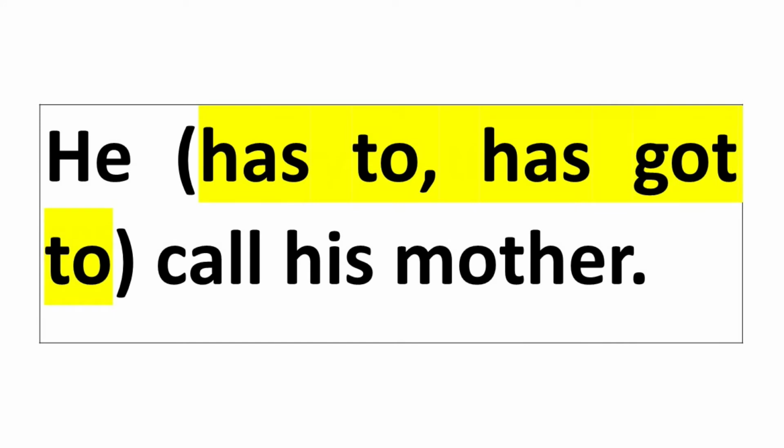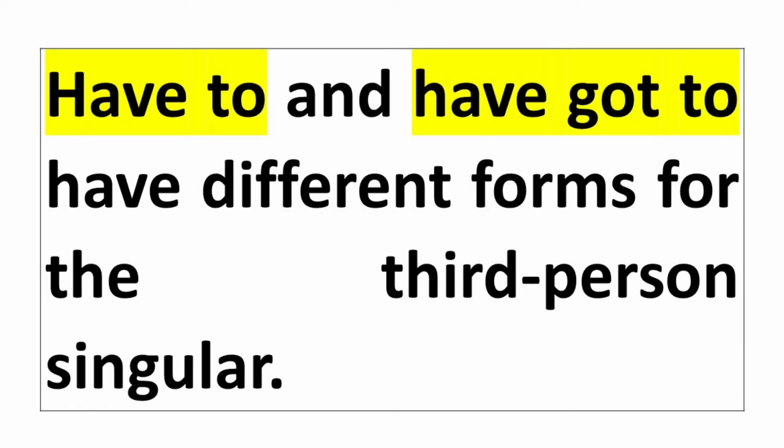How about this? Would you like to give it a try? All right, repeat after me. He has to call his mother. Your turn. Very good. He has got to call his mother. How about you? Well done. You have to remember also that unlike other phrasal modals, have to and have got to have different forms for the third person singular.